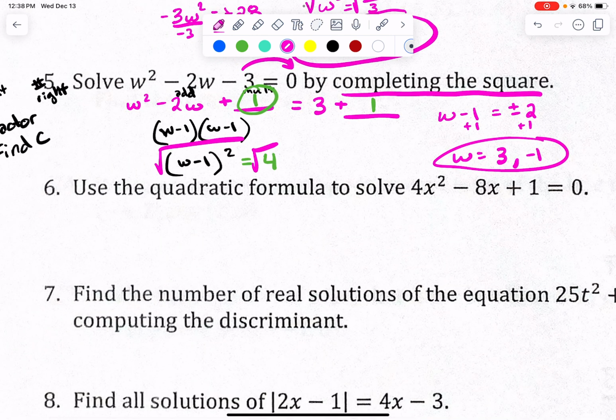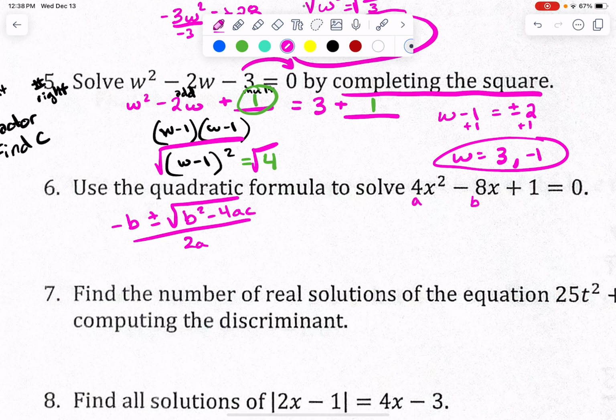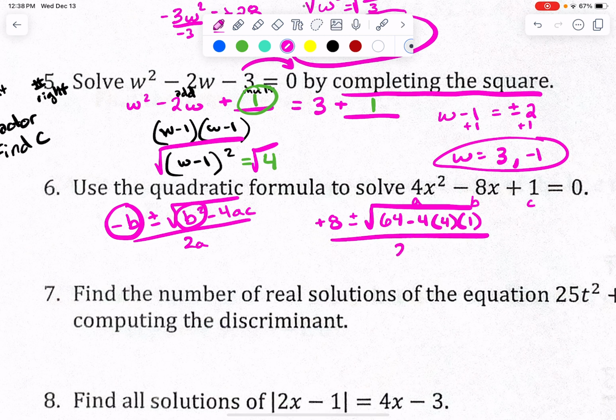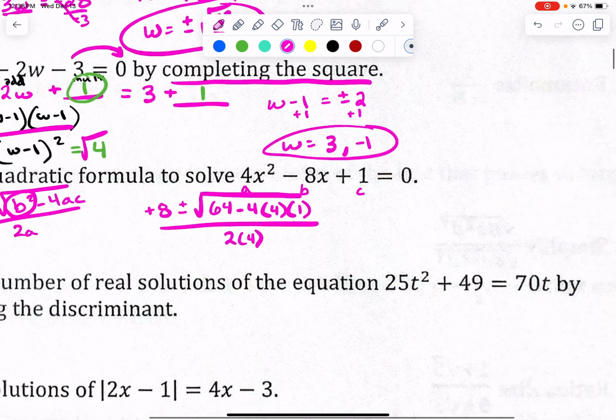All right, next, quadratic formula. Negative b plus or minus square root of b squared minus 4ac all over 2a. All right, here is a. B is negative 8, and c is 1. So if I'm doing negative b, that would be positive 8 plus or minus square root. B squared would be negative 8 squared, or 64, minus 4 times a is 4, c is 1, all over 2 times 4. I know I'm going kind of fast, so pause if you need.